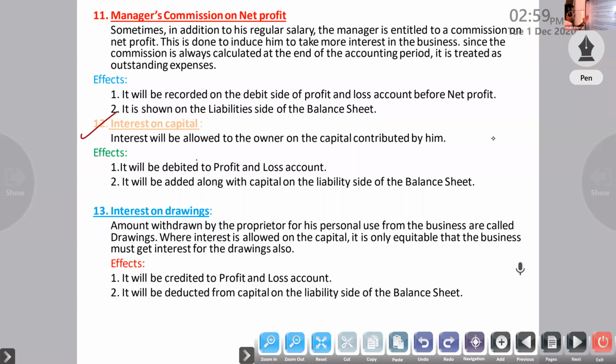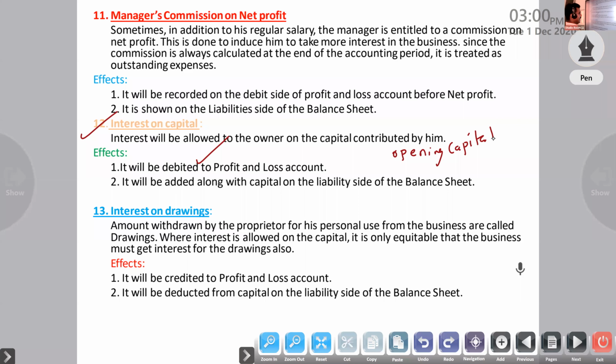Then what is the effect in the balance sheet? In the balance sheet, whenever you write the capital, add net profit. If net profit arises, the owner's amount will increase. Capital, we know, is the amount invested by the owners. That is the owner's amount only. If net profit is there, their amount will increase. Correct? If any drawings are there, their amount will decrease. Suppose interest on capital is there, will their amount increase or decrease?